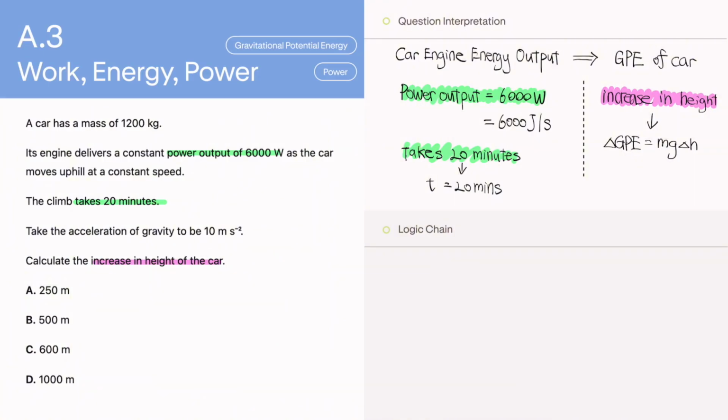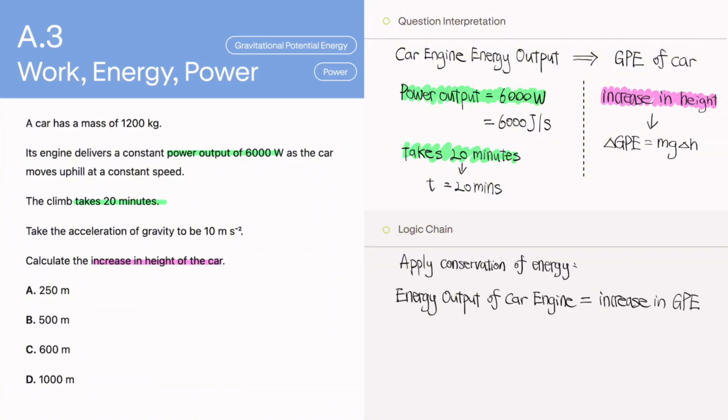Let's lay out the plan. Apply conservation of energy. The energy output of the car engine equals the gain in gravitational potential energy. The energy output of the engine is given by power times time. The gain in GPE is mgΔh. Equating these will allow us to find Δh.